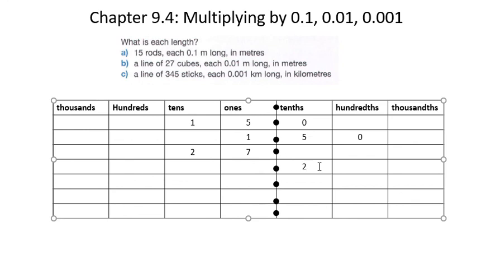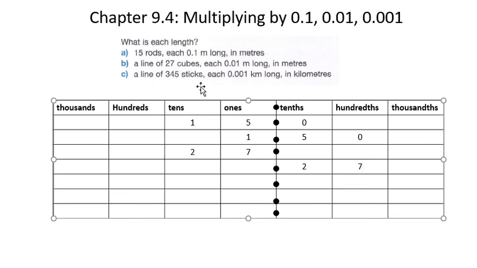So it's 2 tenths. My 2 tens, when we multiply it by 0.01, becomes 2 tenths. My 7 ones, we're multiplying it by 0.01. We move it over 2 columns and it becomes 7 hundredths. So our answer here in meters would be 0.27 meters. And that's how we do that one. And we have one more.